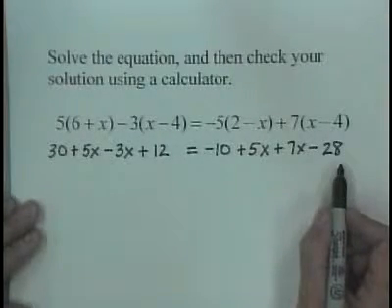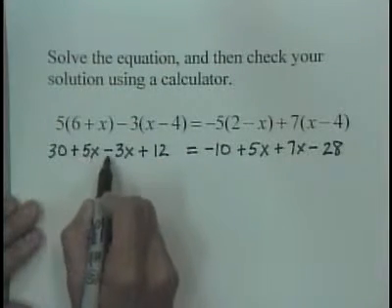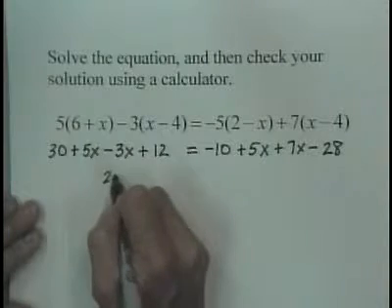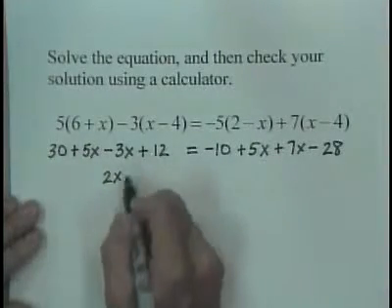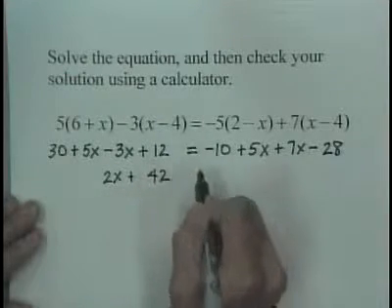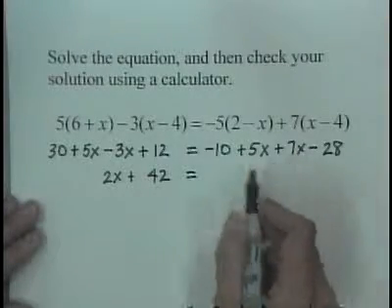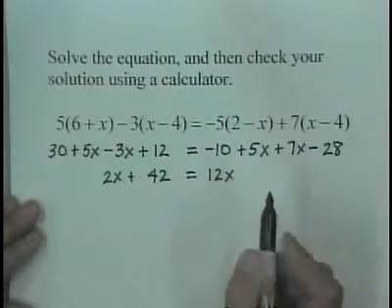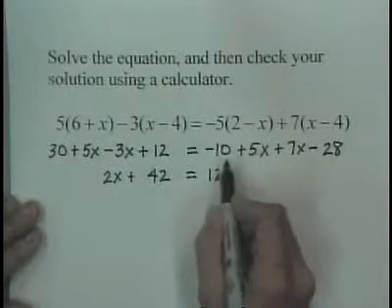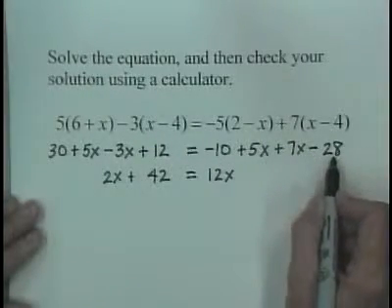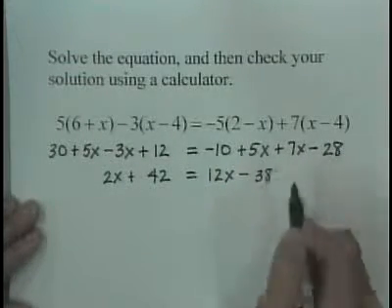Now I want to combine like terms on each side of the equation. Starting on the left-hand side, I see 5x minus 3x, which gives me 2x. And I also have the like terms 30 plus 12, which is 42. On the right-hand side, I have 5x plus 7x, which is 12x. Then negative 10 minus 28, which is the same as negative 10 plus negative 28, or negative 38.